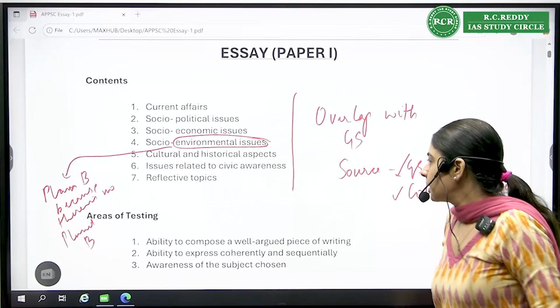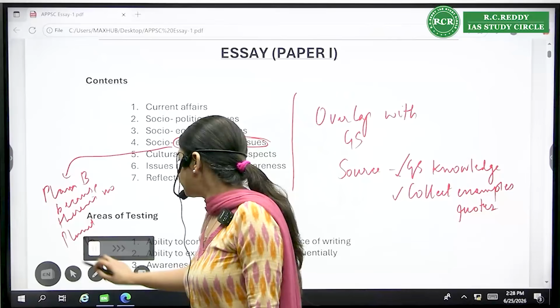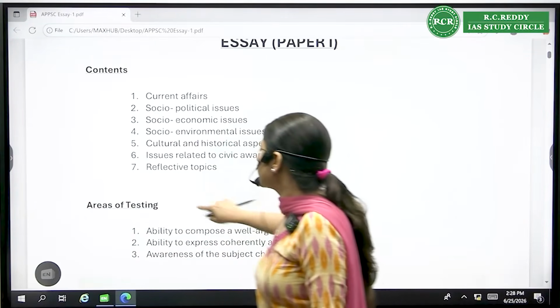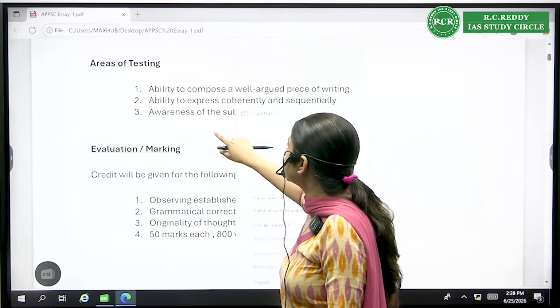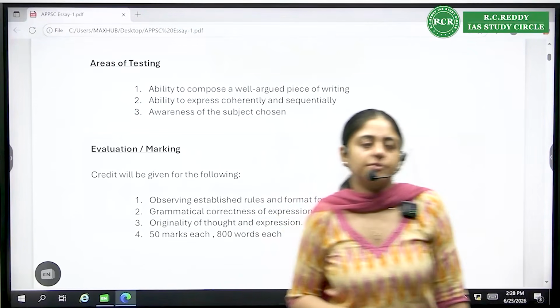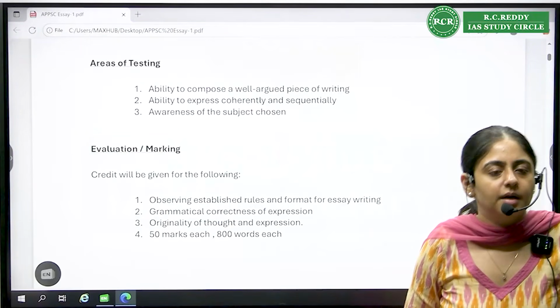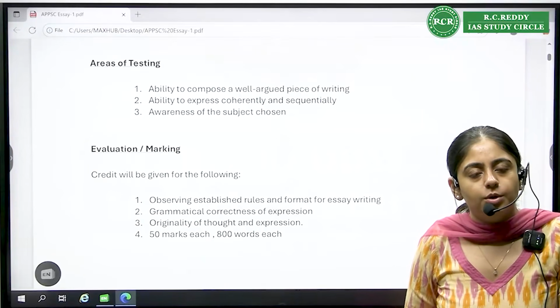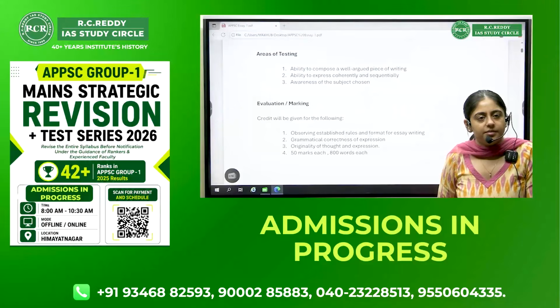Okay. Now, next important thing is we have to know what APPSC is expecting out of us, right? Usually people miss out the syllabus of essay. They will never see the syllabus. They think essay means writing in 800 words, 4 essays will come. No, you have to see what they have written there, because it's not exactly syllabus.